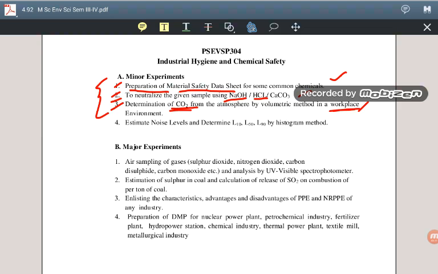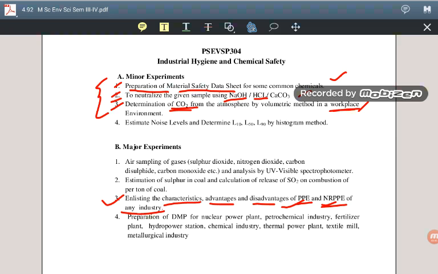And tomorrow you are going to complete the syllabus by doing the remaining experiment, that is listing the characteristics, advantages and disadvantages of PPE, personal protective equipment, and non-PPE of any industry. So we have to find out the importance of PPE and non-PPE, what their characteristics are, and what the advantages and disadvantages of these two are.